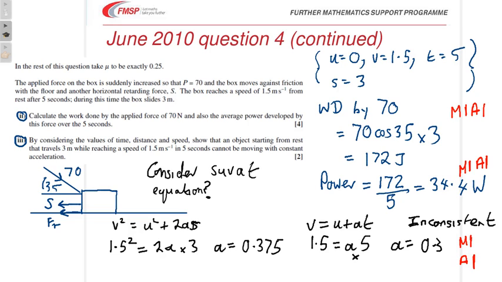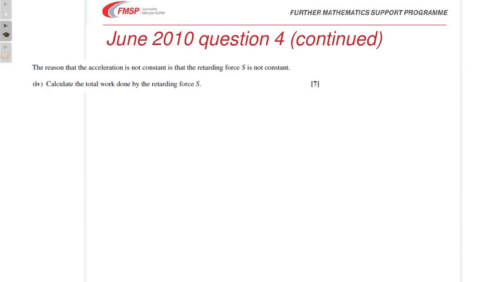Last bit of the question coming up then. The reason the acceleration is not constant is that the retarding force is not constant. Calculate the total work done by the retarding force S. Well, there's a bit of energy here then. We know the work done by the pushing force. Let's just create an energy equation, then we can fill the numbers in.